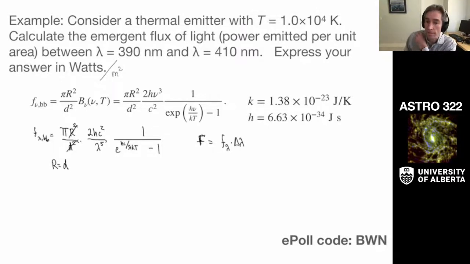Yeah, go right ahead. That's because we are doing the emergent flux of light here. And so what we're doing is we're considering the light as it comes out of the surface of a spherical emitter. So if we wanted to know the flux of light, say, an astronomical unit away from the sun, you would plug in the radius of the sun for r, and the distance away is d.